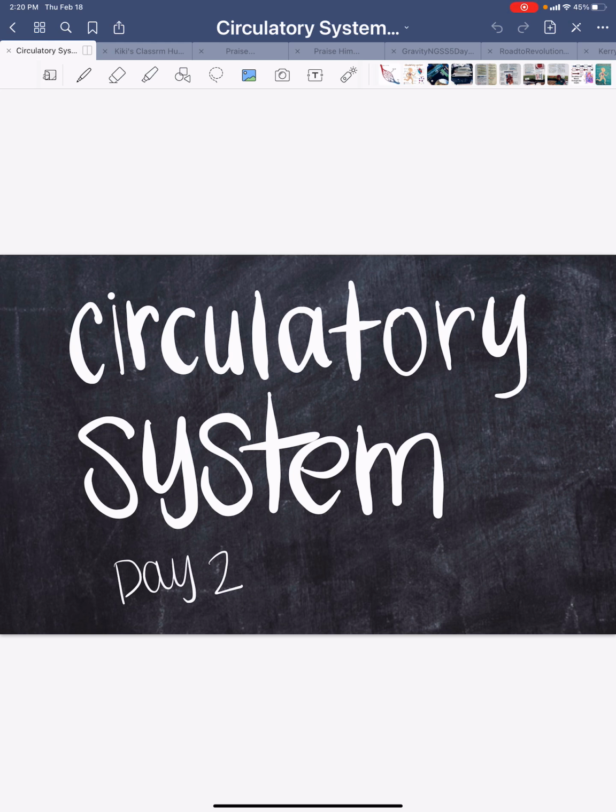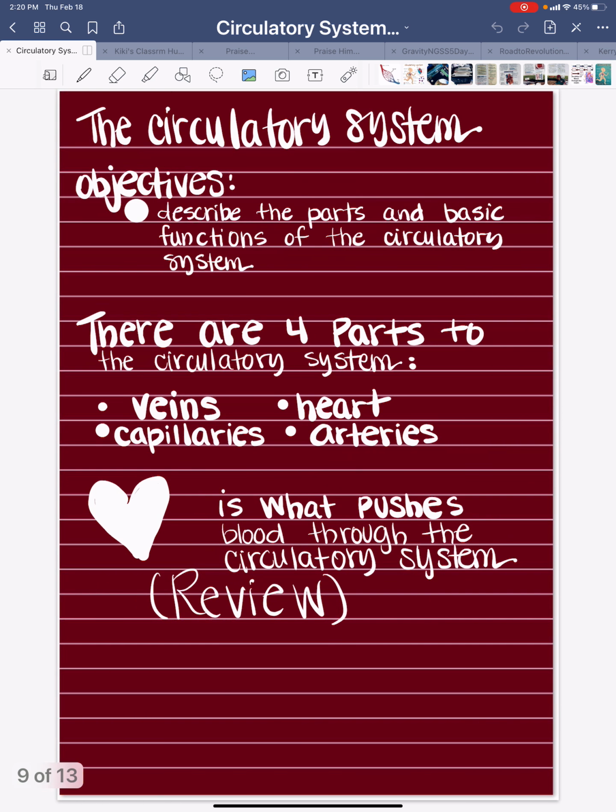Hey, fourth grade. We are on day 2 of the circulatory system. All right, so your objective for this lesson is to describe the parts and basic functions of the circulatory system. There are 4 parts to the circulatory system: veins, capillaries, heart, and arteries. Your heart is what pushes blood through the circulatory system.